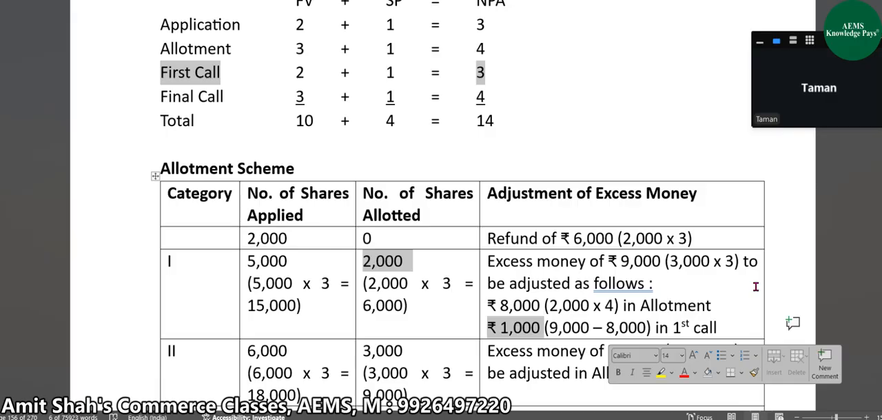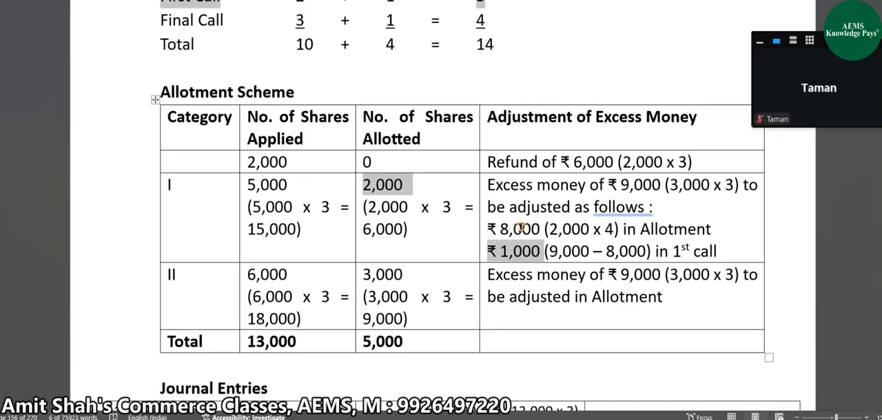Sir, in whichever we are adjusting, that will be the amount which we will be taking. If we are adjusting the excess money in allotment, we will take the allotment amount, and if you are adjusting it in the first call, we'll be taking the first call amount. Is it like that, sir? Correct. Means 8,000 we are using in the allotment and 1,000 we are using in first call. Means this 8,000 would be adjusted in allotment, 1,000 would be adjusted in first call.